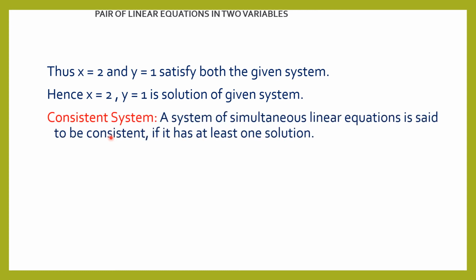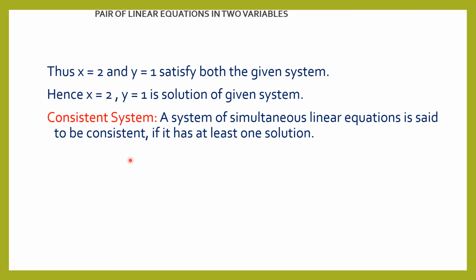Now next one, consistent system. This is one of the names for a system of equations. A system of simultaneous linear equations is said to be consistent if it has at least one solution. Consistent system means intersecting lines. Another name for intersecting lines is consistent system. So intersecting lines contain only one solution.